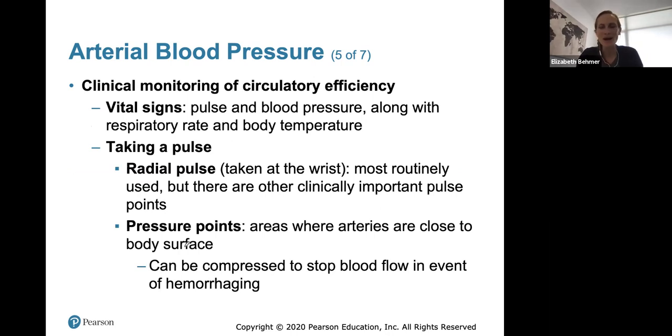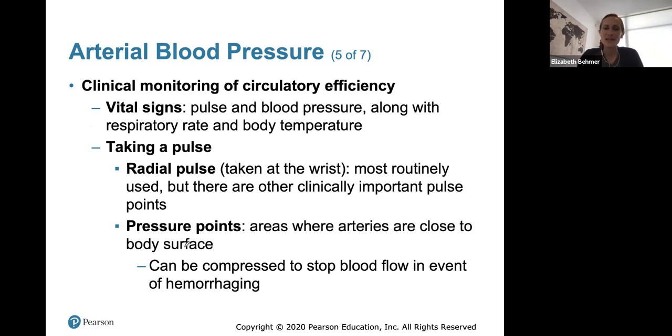I go through clinical monitoring of some of these circulatory efficiency mechanisms. I won't ask you questions about them, but you'll learn about them if you go into nursing. So I just want to give you a little bit of an idea here. Vital signs are always the pulse and the blood pressure, along with the respiratory rate and body temperature. So those are the 4 things you'll check when checking for someone's vitals.